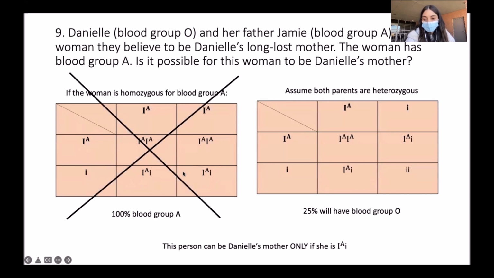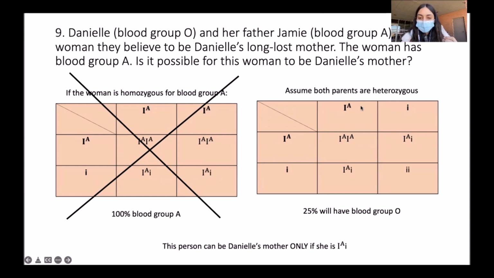So if you don't want to do this, just remember that if you have an offspring with blood group O, both parents should have one little i, and that's because it's a recessive trait. It can only be O if there are two little i's, okay?